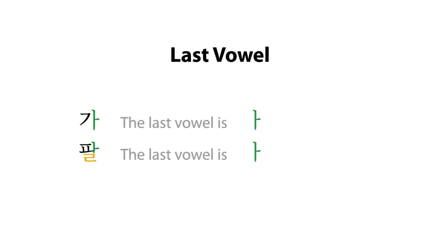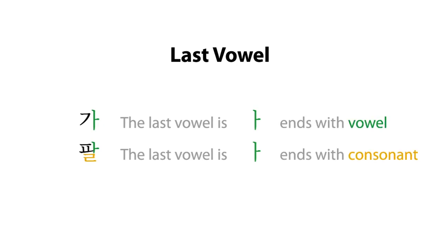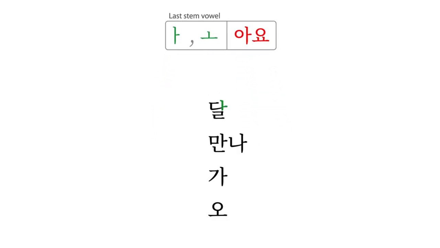Although both of them end with the same vowel, one of them ends with a consonant and one of them ends with a vowel. So when we conjugate verbs and adjectives, first we need to look at the last vowel, then whether it ends with a vowel or a consonant. The following stems end with 아 or 오 vowel. So we know that we need to use 아요.